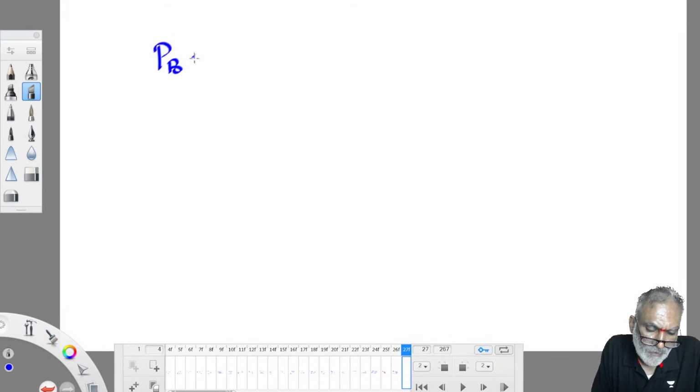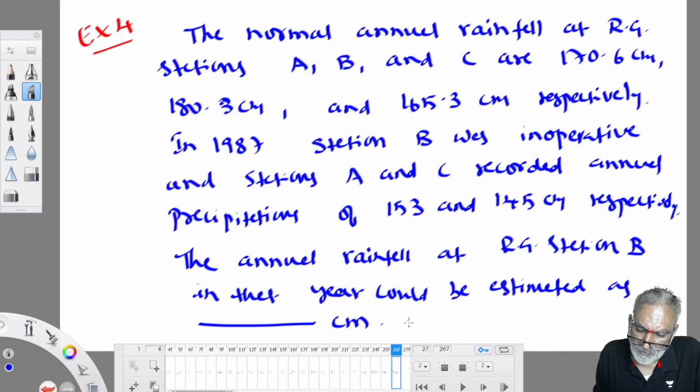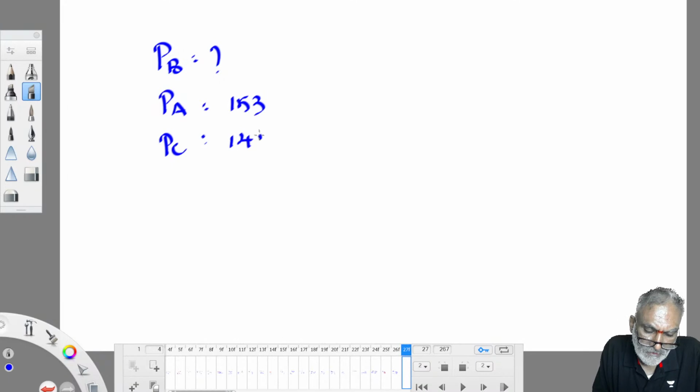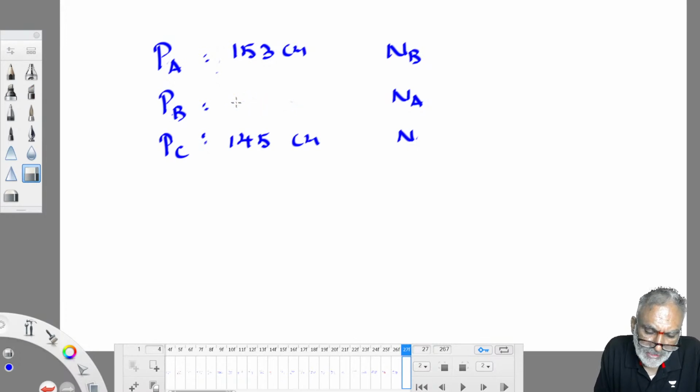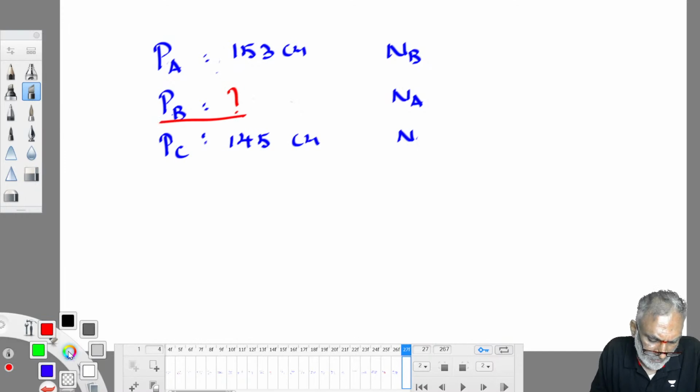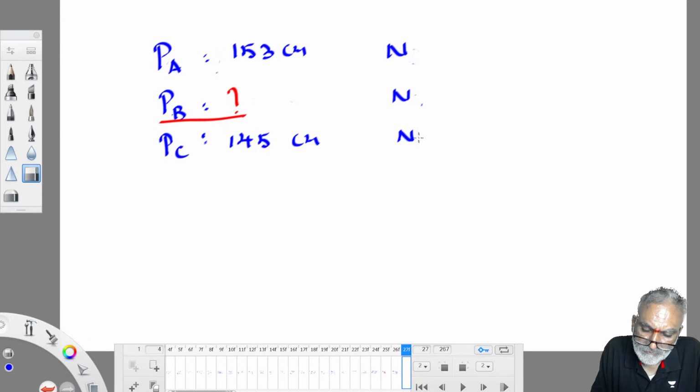So, station B was inoperative, where stations A and C recorded, how much recorded? That is P data, 153, 145 centimeters. Normal annual rainfall at all stations are given, NA, NB, NC. Station B was inoperative. Remaining stations were working. I will put here station A, B, C. This is missing, this you have to find out. Normal annual rainfall data is also given to you.